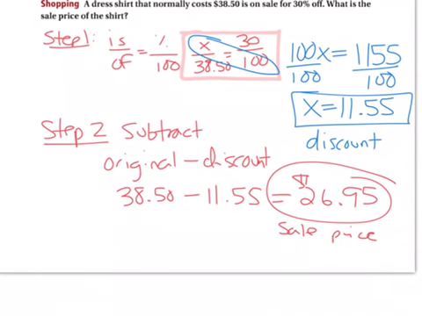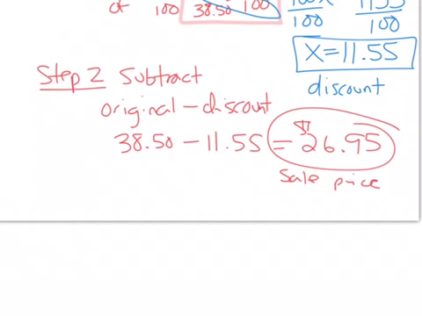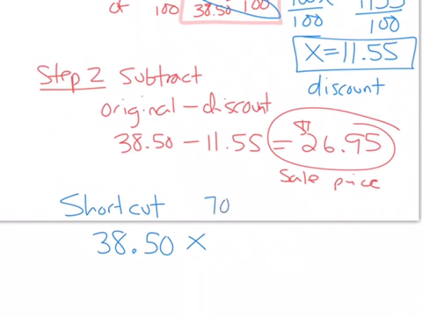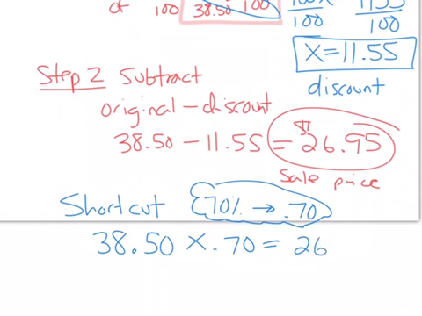Now, there is a bit of a shortcut to this problem. One of the things that I could have done as a major shortcut would be to think like this. If the item is $38.50 and it's 30% off, that means I'll be paying for 70% of the shirt. 70% as a decimal is 0.70. And if I did 38.50 times 0.70, it automatically takes me to $26.95. That's just an option, guys.